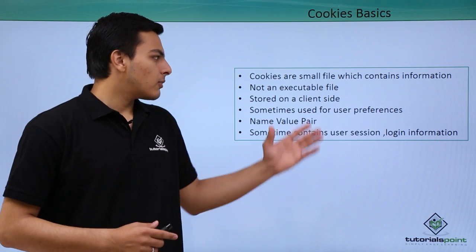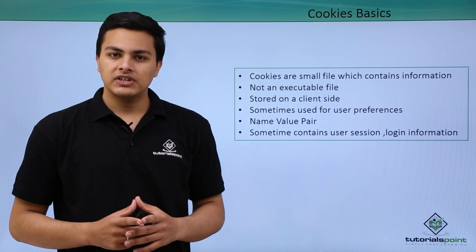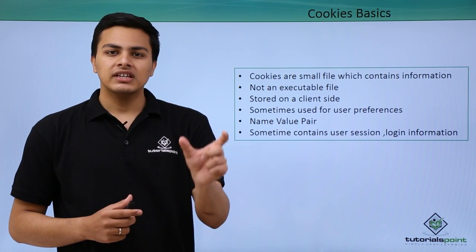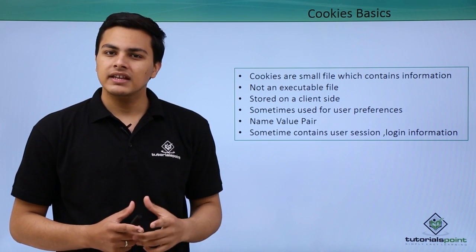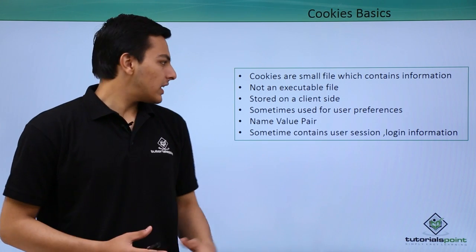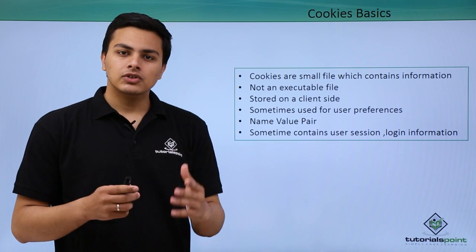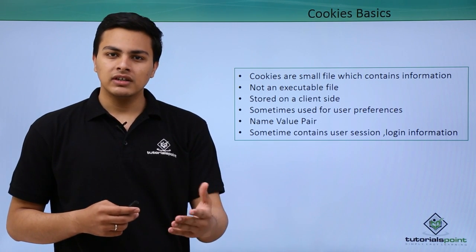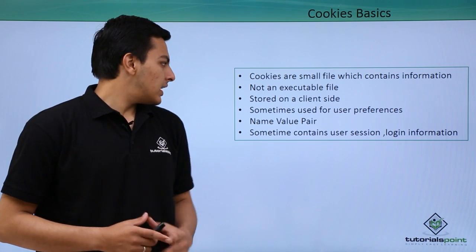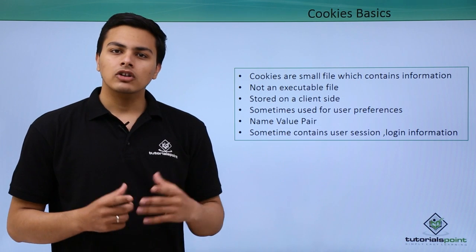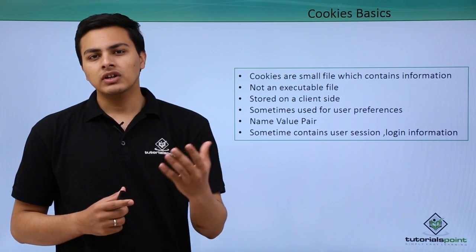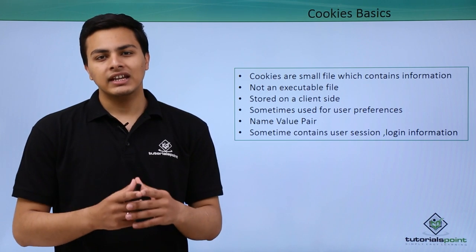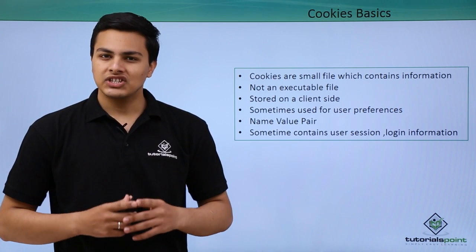Cookies are small files which contain information. Cookies contain information in a text file. It's hardly 4 KB in size. A cookie is not an executable file, and it's stored on the client side by a browser in our system. Sometimes cookies are also stored for saving user preferences. Cookies also contain some login information, authentication information, and even session IDs.